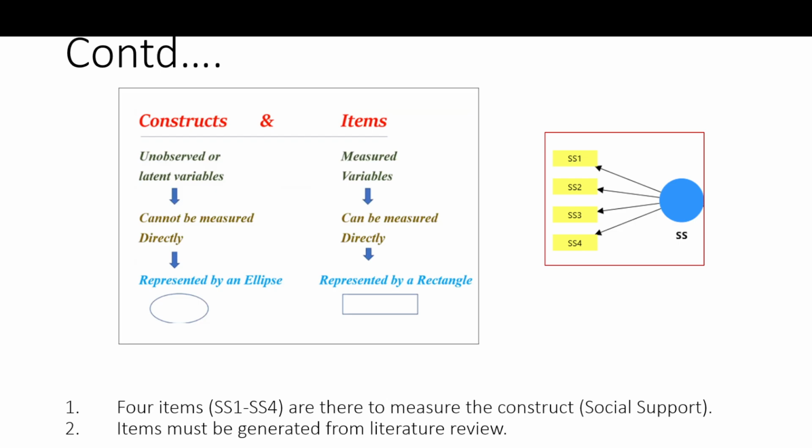Now, once you are doing PLS-SEM with SmartPLS, constructs are unobserved or latent variables. They cannot be measured directly, and in SmartPLS they are represented by an ellipse, as you can see here. The items are the measured variables. They can be measured directly, and they are represented by a rectangle. In this diagram, four items, SS1 to SS4, are measured for the construct, and the construct is social support. Items must be generated from the literature review.